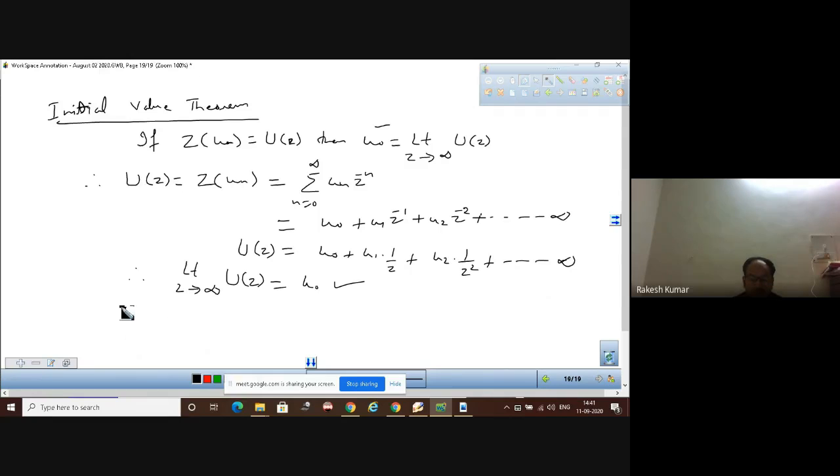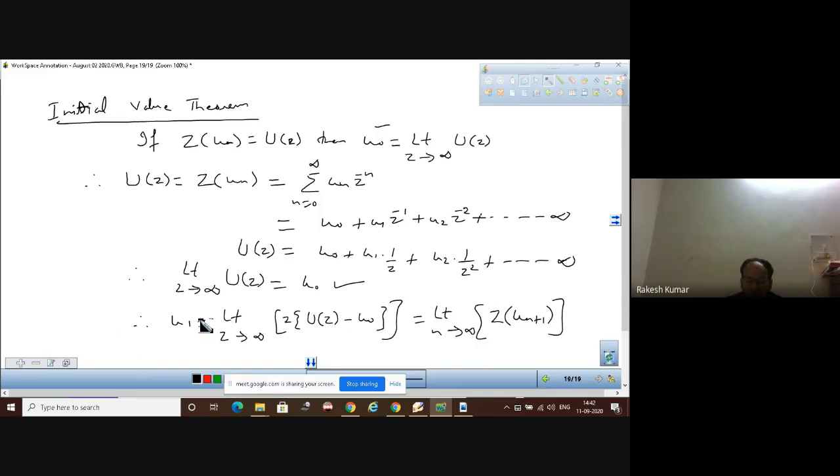Now from this result, we can also find out some more results. u(1) is equal to the limit as z approaches infinity of z into U(z) minus u(0). And what was that? This is the Z transformation of u(n+1). You remember? This is your u(n+1). It will be the limit as z approaches infinity, and the Z transformation of u(n+1) will always be equal to u(1).